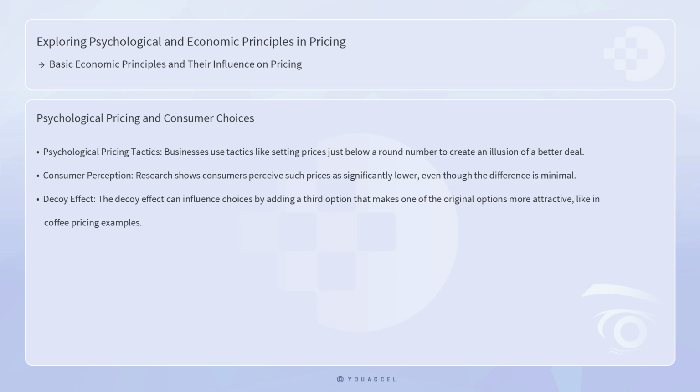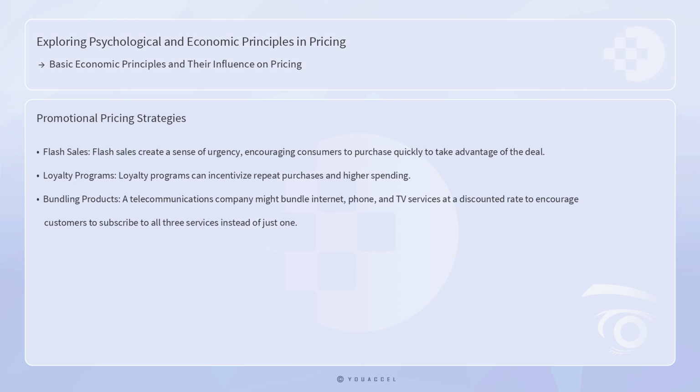Additionally, the decoy effect can influence consumer choices by introducing a third option that makes one of the original two options more attractive. For example, if a coffee shop offers a small coffee for $2.50, a medium for $3.50, and a large for $4, the medium option may appear more appealing as it seems like better value compared to the small and large sizes. Promotional pricing strategies, such as discounts and limited-time offers, leverage consumer behavior to boost sales.